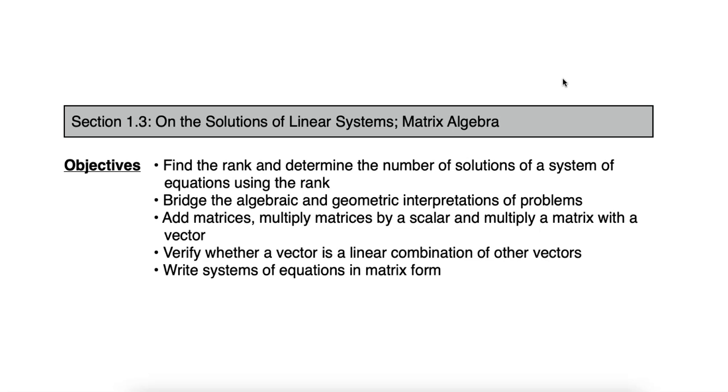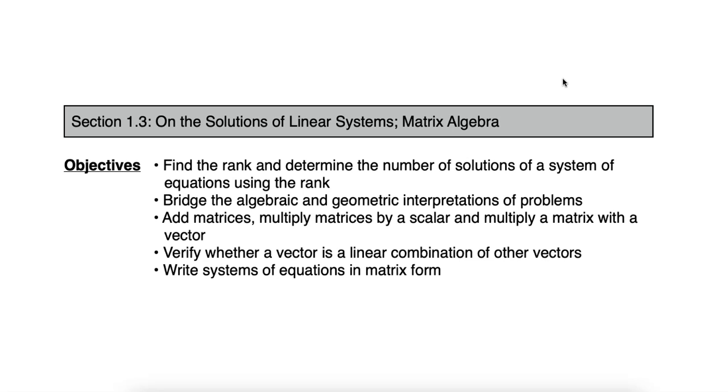So the first objective is going to define what the rank is and see some of the properties of the rank. Secondly, we're going to try to bridge algebraic and geometric interpretations of problems. This is something we've done in the first two sections as well, and it is a very important skill to have, to be able to think about these algebraic expressions that we see with matrices and vectors and try to make sense of them using geometry. So thinking about planes, vectors, lines, etc.